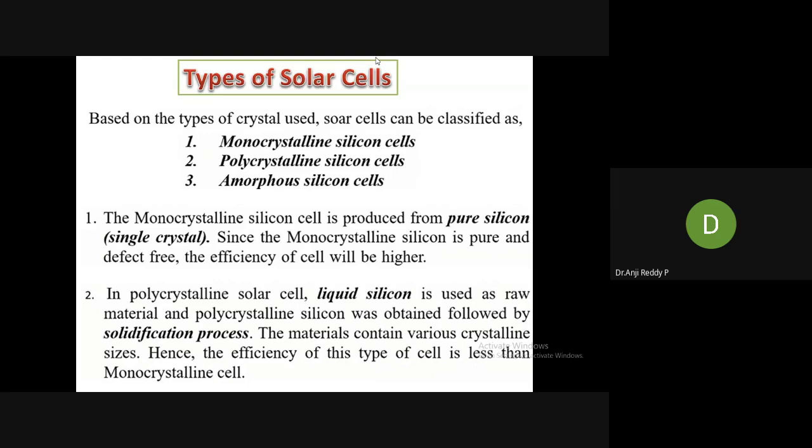First we have to take the silicon and heat it up to its melting point. Then that silicon will convert into liquid. That liquid silicon we can use as a raw material. Then, by using that liquid silicon, we again have to get polycrystalline silicon by using the solidification process.